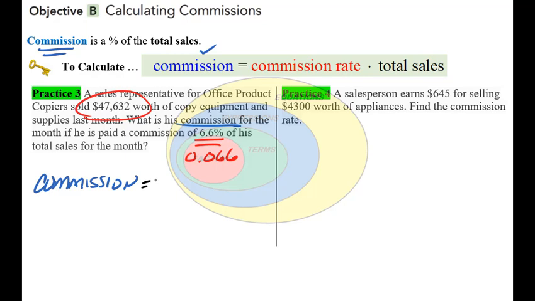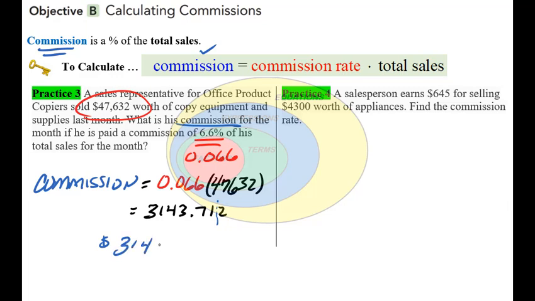that's just equal to the commission rate, which is 0.066, and then multiply that times the total sales, which is 47,632. And if you do this on your calculator, you get 3143.712. So again, we want to round to the nearest cent. So therefore the commission would be $3,143.71.